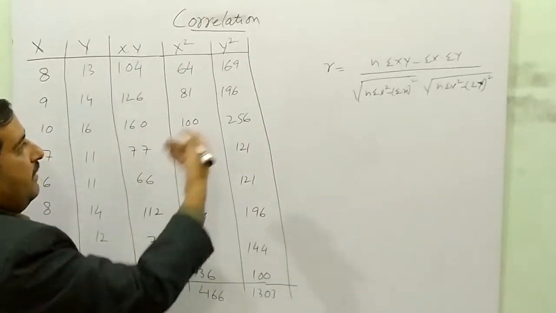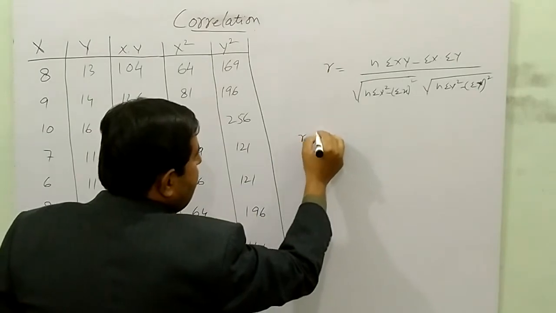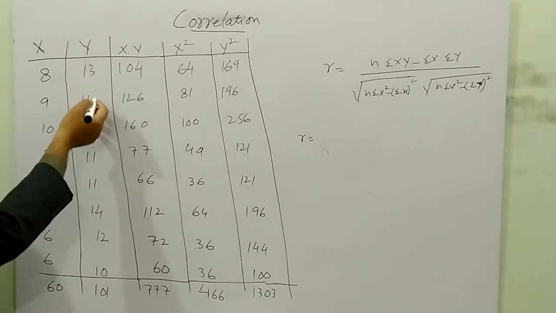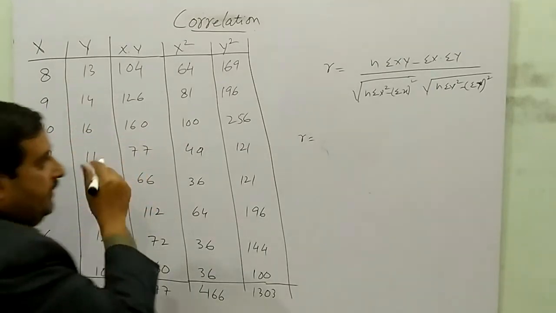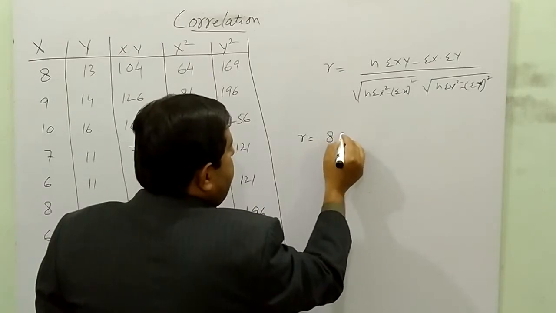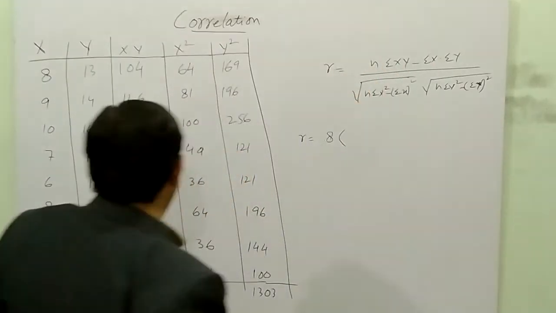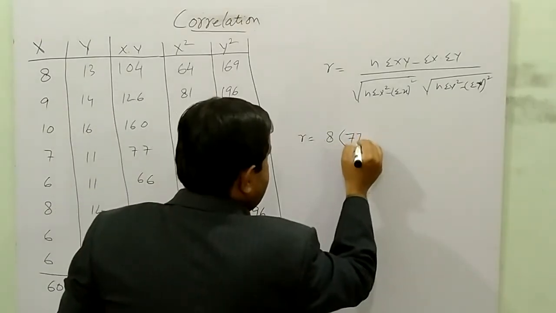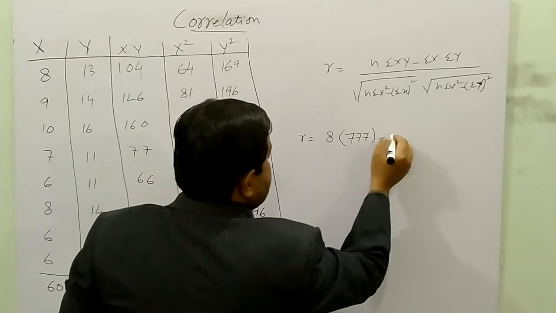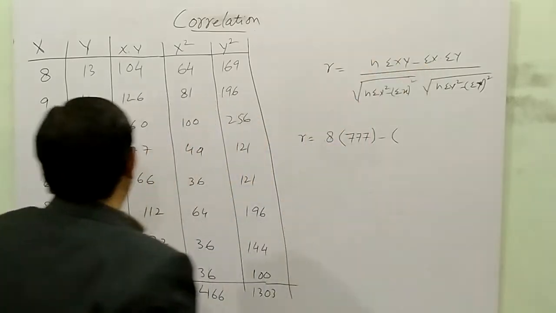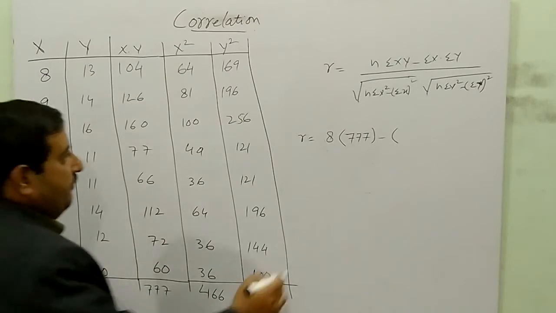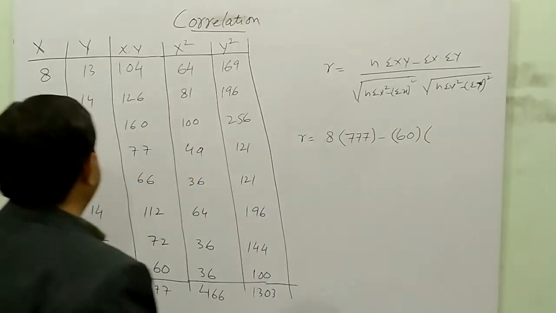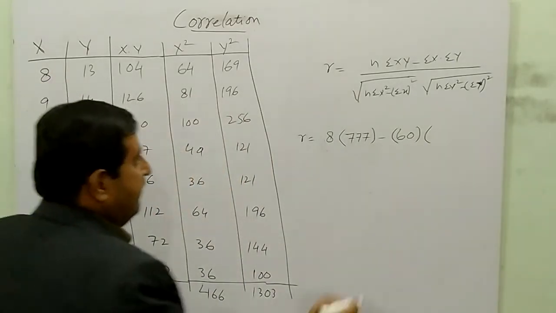Now put the values in the formula, that is r is equal to n. How much is n? n is the number of items. How many items? 1, 2, 3, 4, 5, 6, 7, 8. There are 8 items. n is equal to 8. Then it is multiplied by summation of xy, which is 777. Then minus summation of x. What is the summation of x? This is 60. Then it is multiplied by summation of y, that is equal to 101.